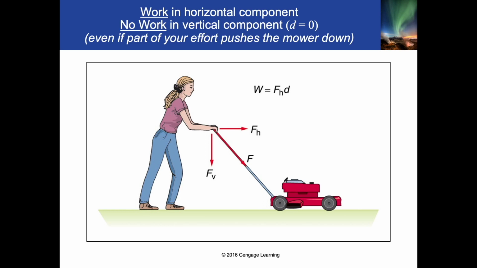But since the angle of the handle of the lawnmower goes down like this, you get this net force pushing downwards. But since she's not moving downward at all, she's not pushing down on the handles, she's only pushing forward with the handles, there's no vertical force at all, only horizontal force. So when you see a situation like this, work only equals the horizontal force times the distance.